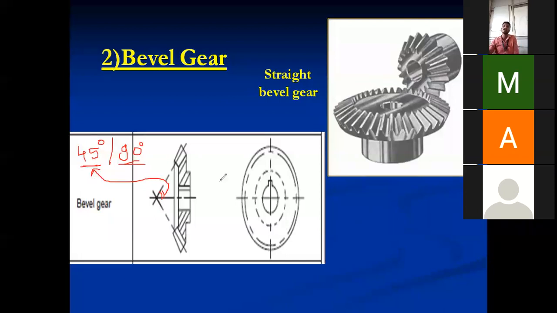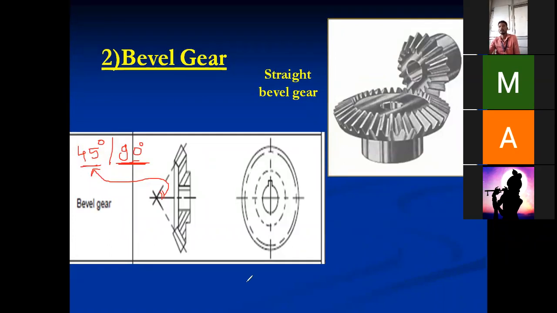And why is 90 degree used in case of bevel gear? Bevel gears are used to transfer power at 90 degree, or perpendicular power transmission. So what are the two angles I have told? One is 45 and one is 90 degree. Are you getting why 45 and why 90 degree angle is used in case of bevel gears?